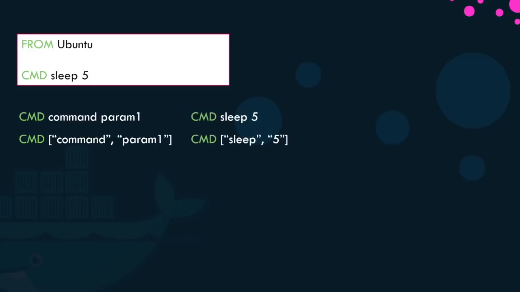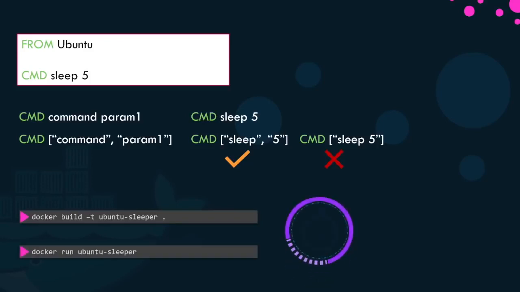But remember, when you specify in a JSON array format, the first element in the array should be the executable, in this case, the sleep program. Do not specify the command and parameters together like this. The command and its parameters should be separate elements in the list. So I now build my new image using the docker build command and name it ubuntu-sleeper. I could now simply run the docker run ubuntu-sleeper command and get the same results. It always sleeps for 5 seconds and exits.